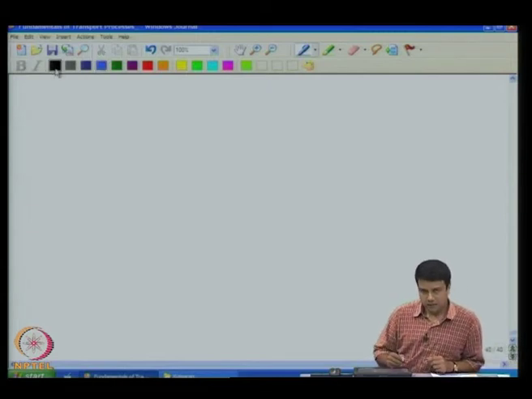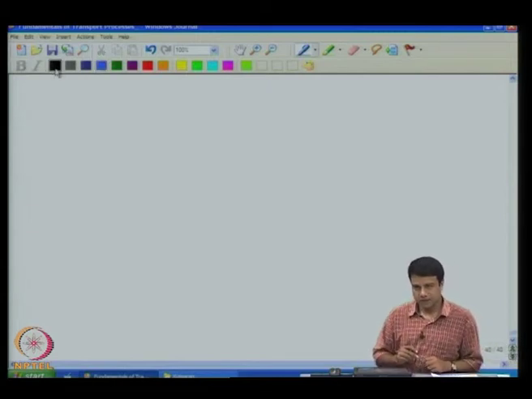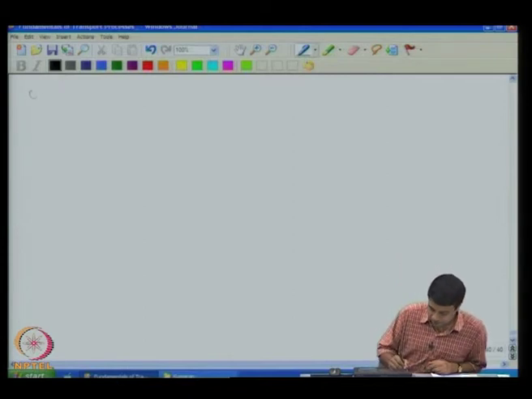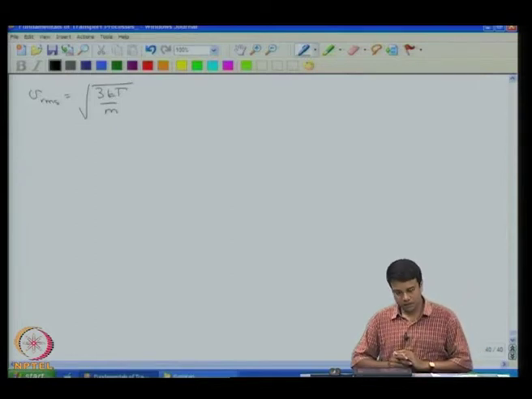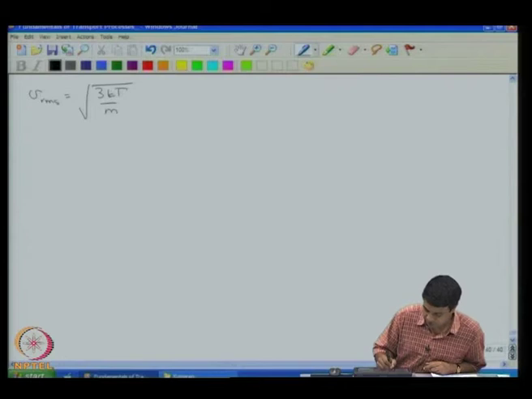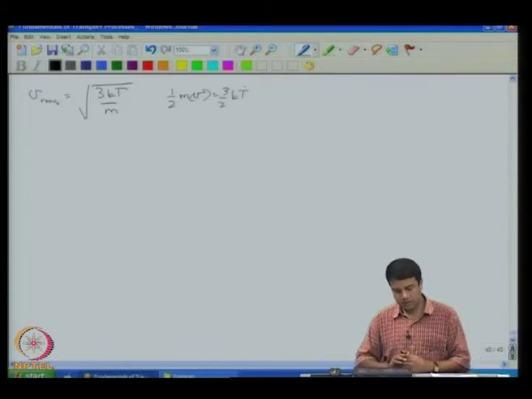In kinetic theory of gases, you can define different mean velocities in different ways. Vrms is defined as the square root of 3kT by m. The 3kT comes from the equipartition of energy relation, half m v square equals 3 by 2 kT. So, this is approximately the root mean square velocity of the molecules in a gas.